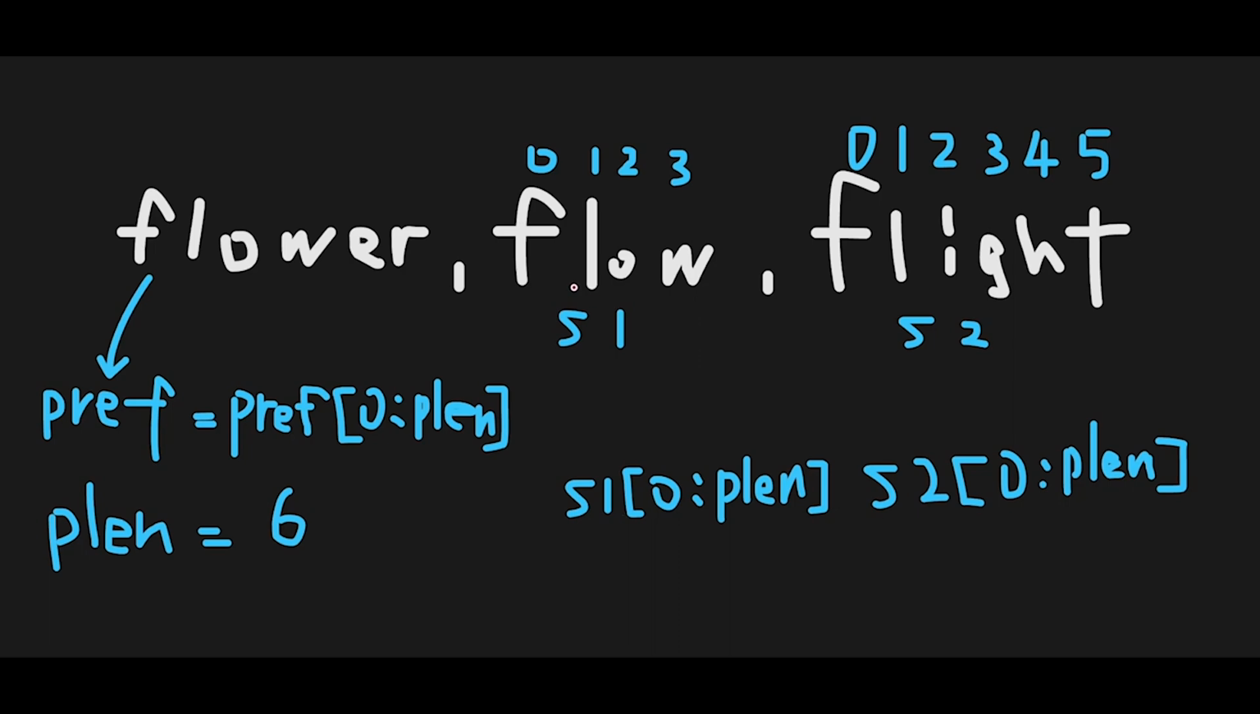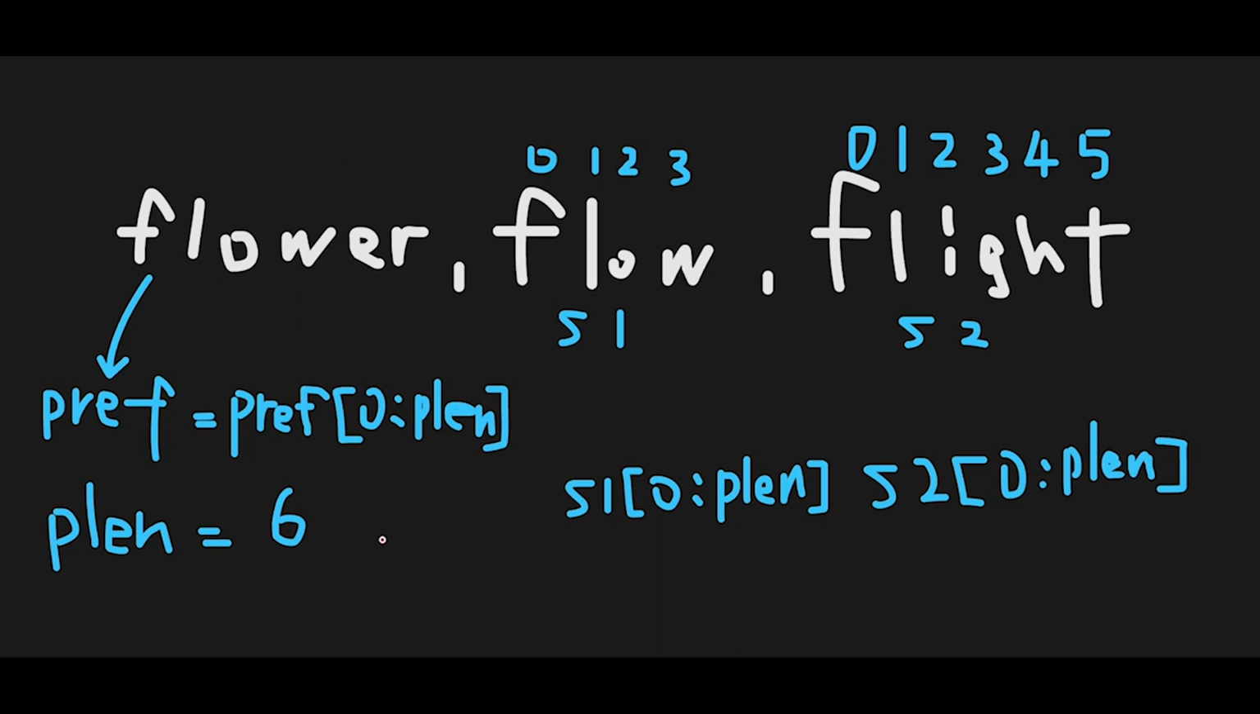So flow has a length of 4. In that case, it looks like out of bounds, but in Python we get the flow itself. I think this is a Python way, so if you use another language, be careful. It should be out of bounds. So anyway, in Python we get the flow itself, and compare prefix flower versus flow.